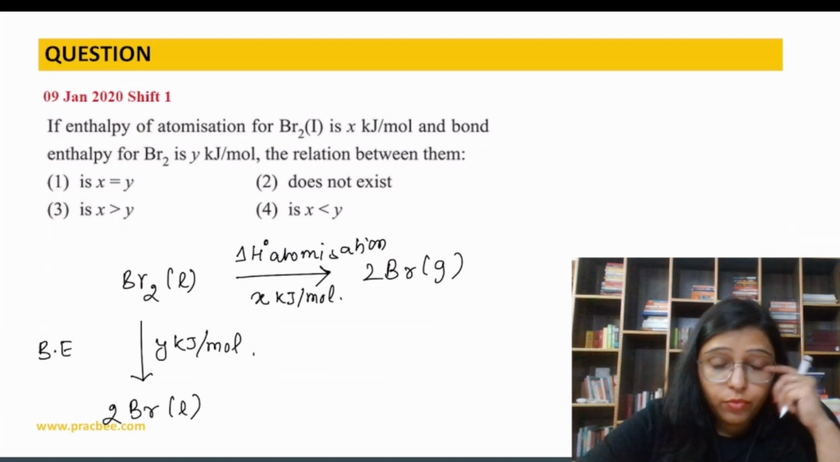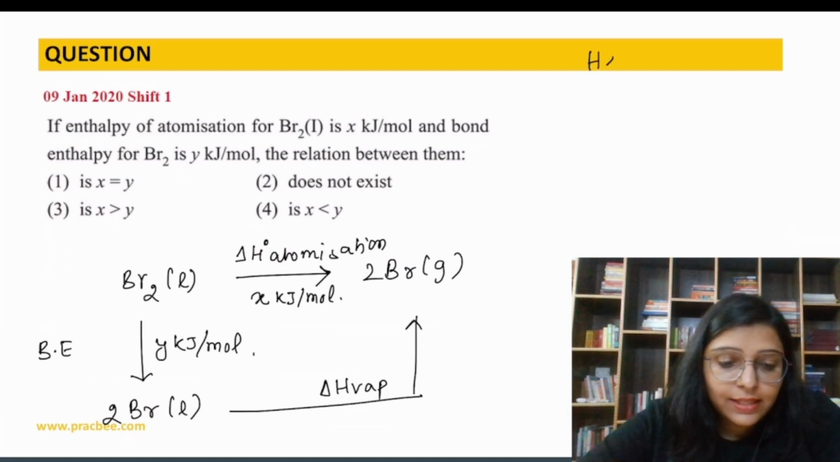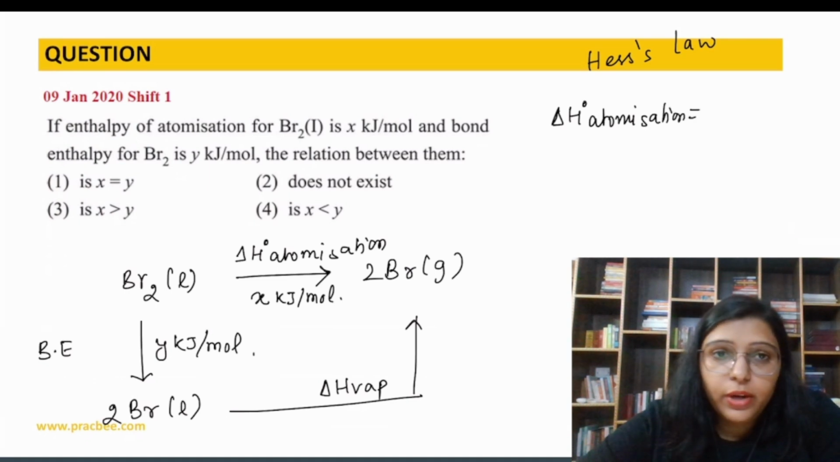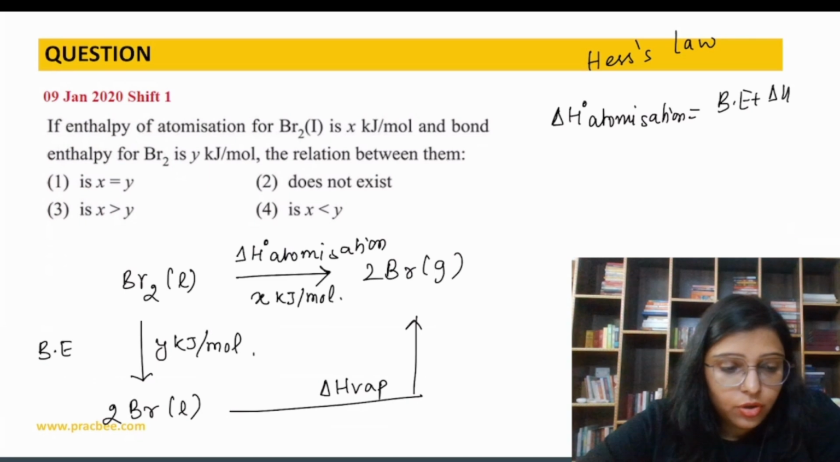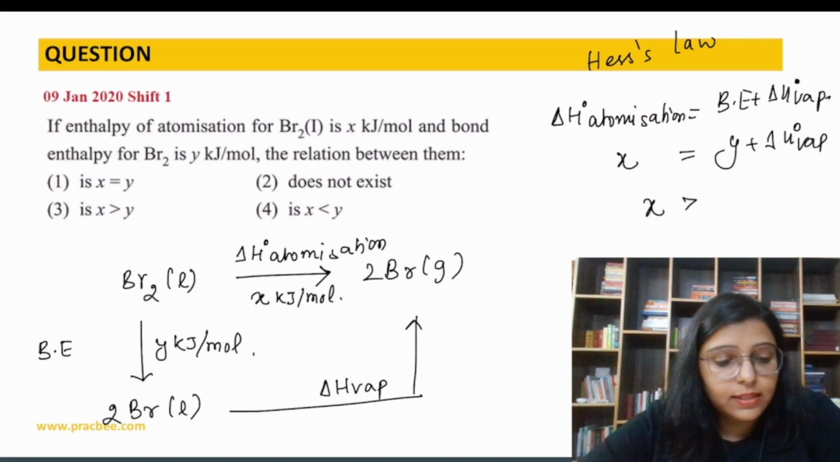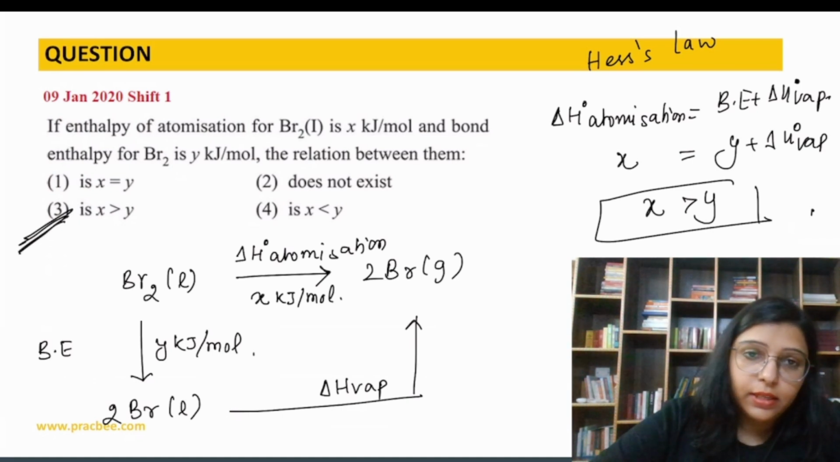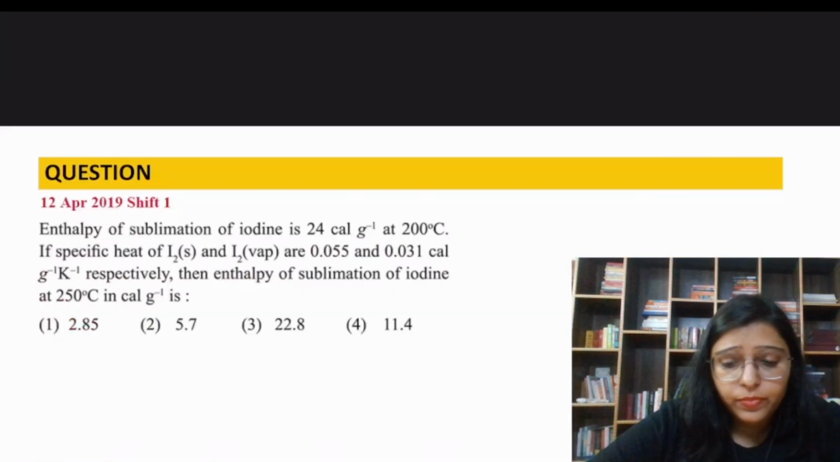Now, if I want to form Br gas, the liquid is converted to gas. So here we have to provide enthalpy which is equal to enthalpy of vaporization. Now, if I apply Hess's law, delta H naught atomization is equal to bond energy plus delta H naught vaporization. So that is X, bond energy is Y, plus delta H naught vaporization. So we can say X is greater than Y. So answer is 3. Now let's do the next question.